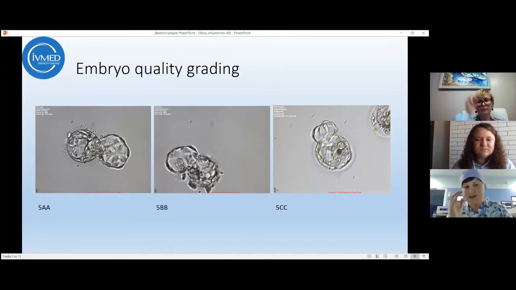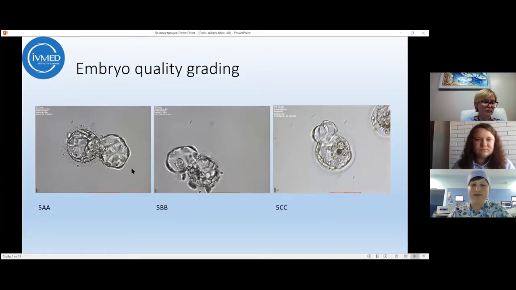You see 3 embryos, all of them have number 5 in their grading system. And also we have 2 letters. One letter will show the quality of the inner cell mass of the embryo. This group of cells will give the fetus, the future baby. And also we have the quality of trophectoderm cells. They will develop into the placenta.